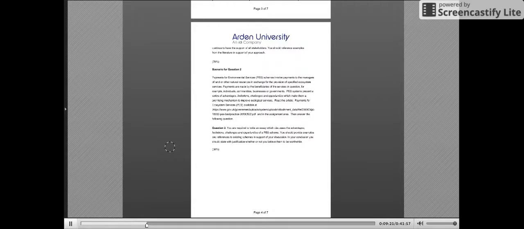And within that, then, you're going to be looking at the advantages and limitations, so advantages and disadvantages, and then the challenges and opportunities that you could have in terms of using PES. So it's almost like a SWOT analysis. So you're looking at the sort of strengths and weaknesses, opportunities and threats in terms of using this approach.